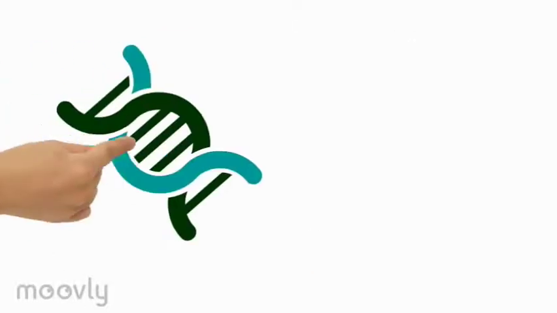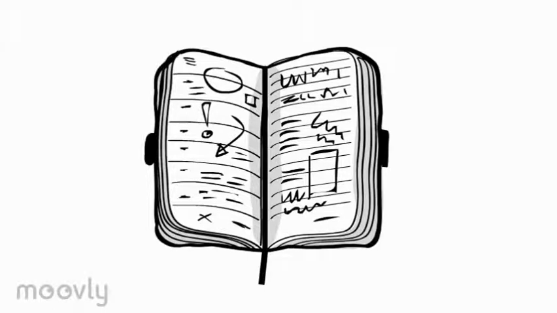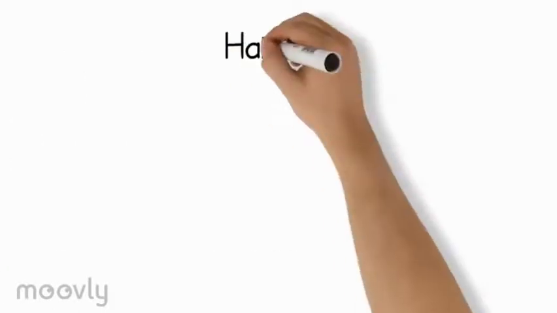DNA. DNA is made up of the bases adenine, guanine, cytosine, and thymine. You can think of these bases as instructions that code for genes in your body. For example, the DNA contains instructions for traits such as hair type, eye color, and height.